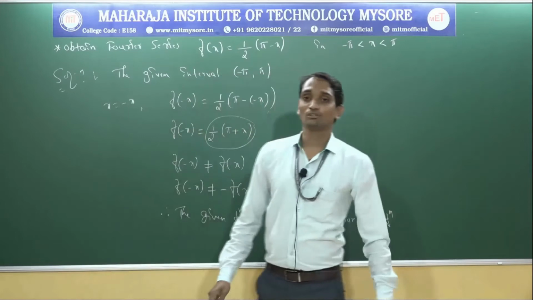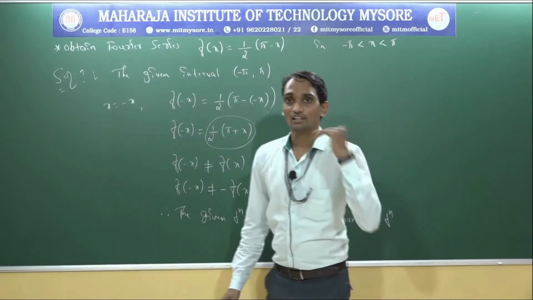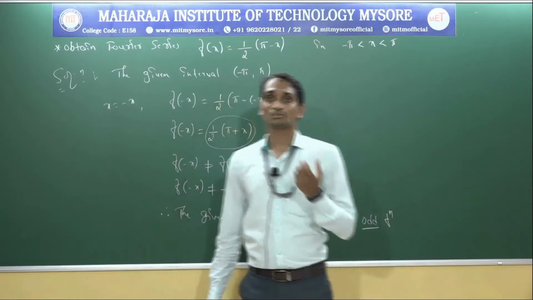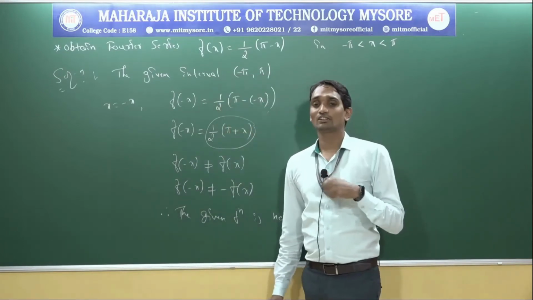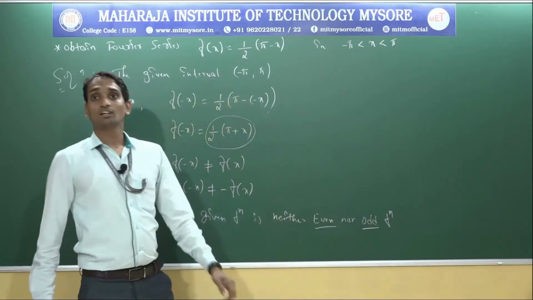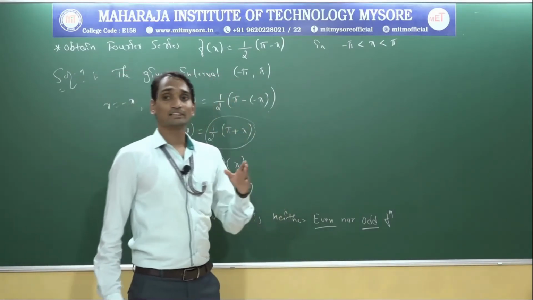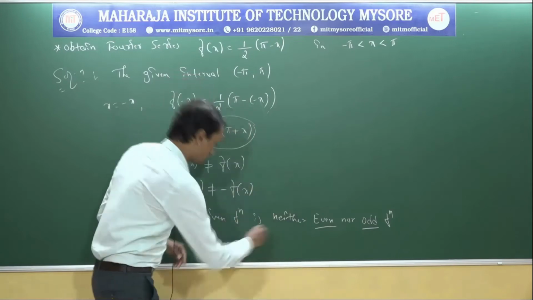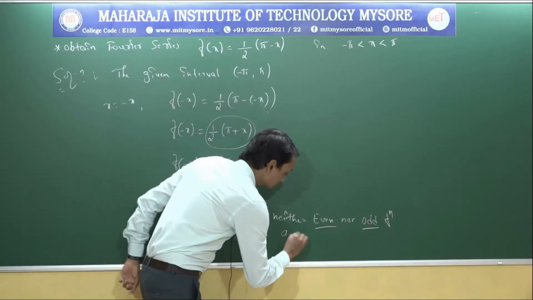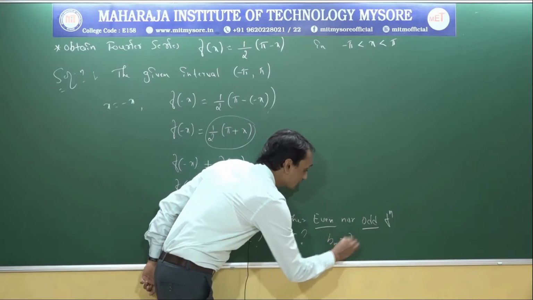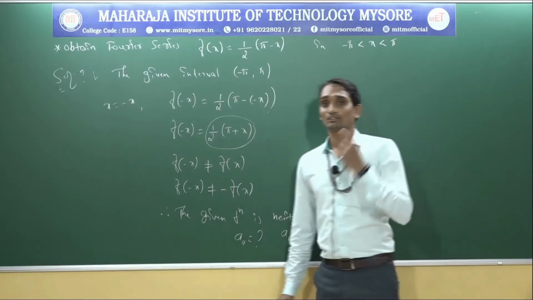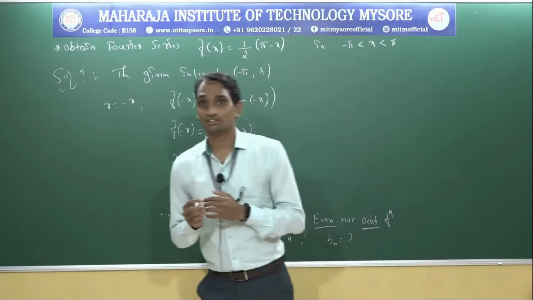If the given function is even, you directly write a naught and a n, and you write b n as 0. Odd function means a naught and a n are 0, and you calculate the b n value. Now the given function is neither even nor odd. So in that case we need to calculate all three values: a naught, a n and b n. It's very important. The first thing is verifying even and odd function.